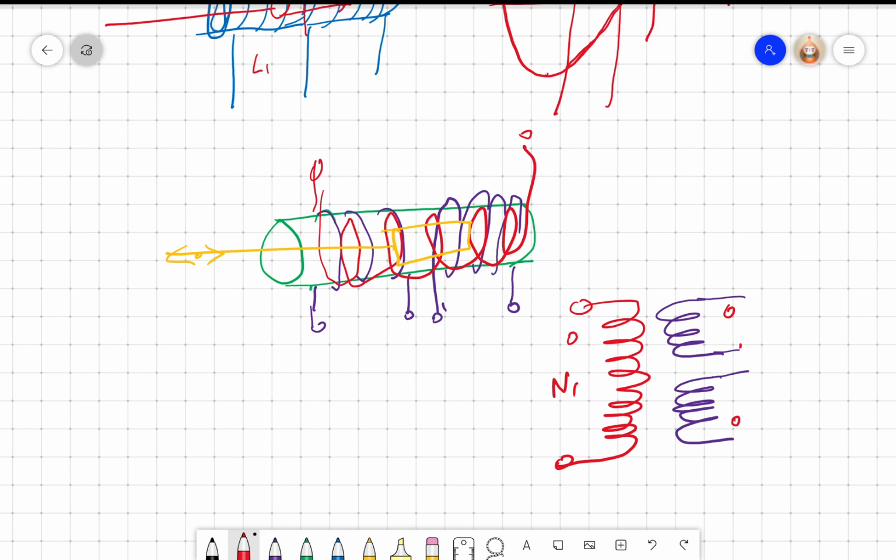Now I connect these two and take the output as E0. So this is E1 plus minus. This is E2 plus minus. Please remember, wherever the dot is, that side is positive. Okay. So I can now write E0 as E1 minus E2.